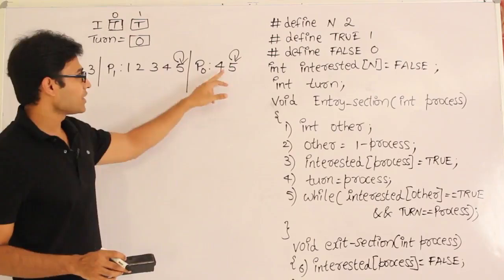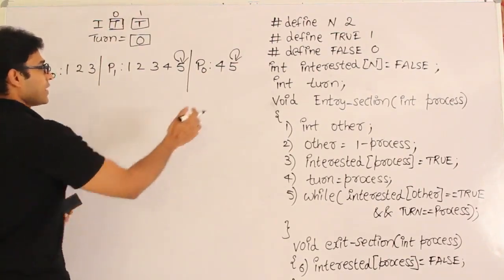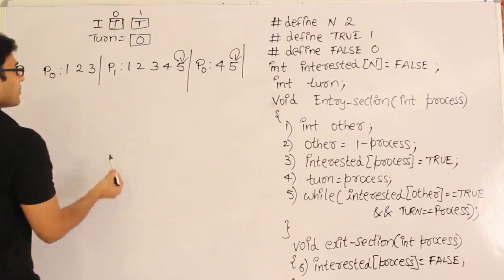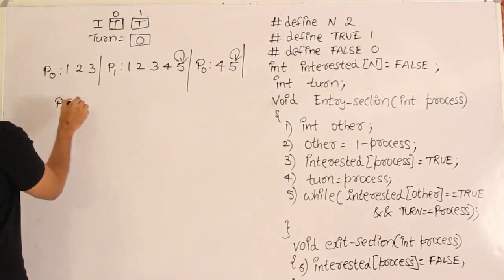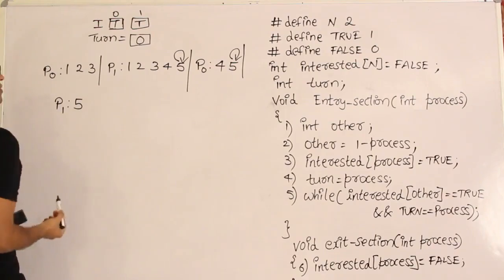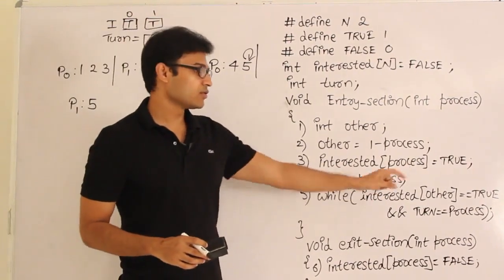Now let us say after some time P0 got preempted, and now P1 is running again. So at this point P0 got preempted, and again I scheduled P1. So what is the line at which P1 got stuck? 5. Therefore again it will execute line number 5. Now let's see what happens. Now interested of other equal to true.